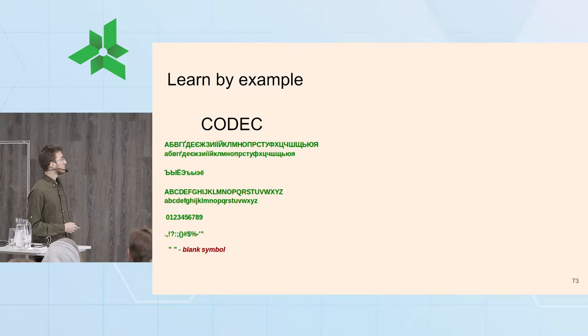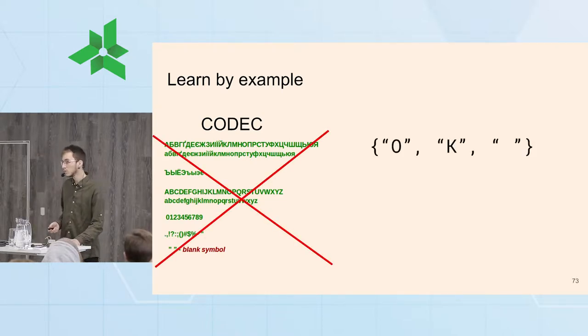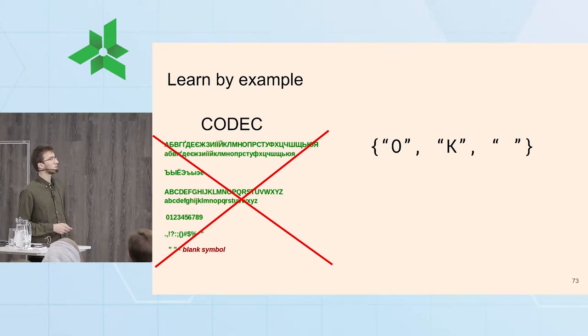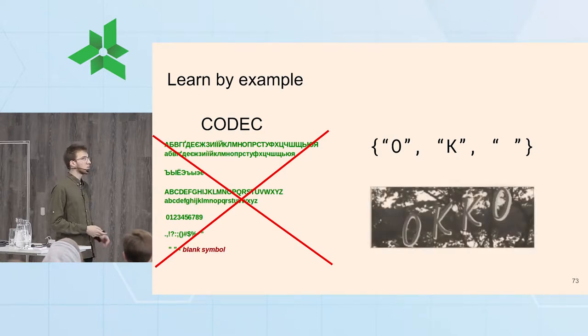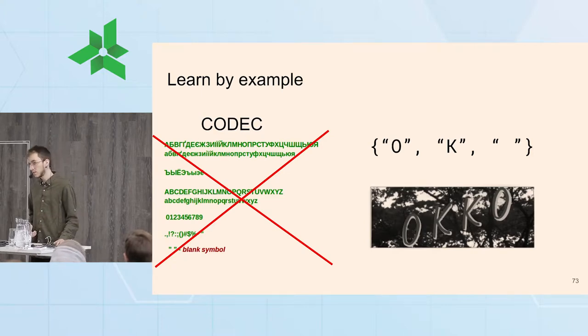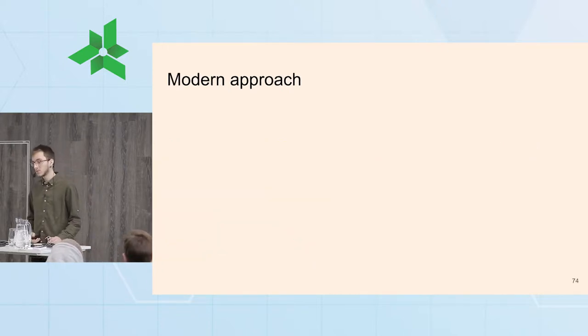Now let's learn by example. This is the codec again, but we're not going to use it. For example purposes in our presentation, I will use a codec that consists of only two letters, plus space and the blank symbol. All examples I will show use the word oko, which consists of only two different letters and the blank symbol. If I used the whole codec, there would be a lot of unused letters on the slide, and it would be a mess.